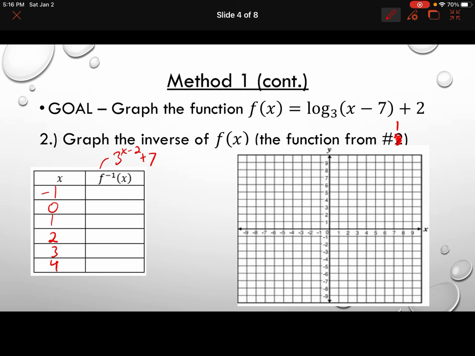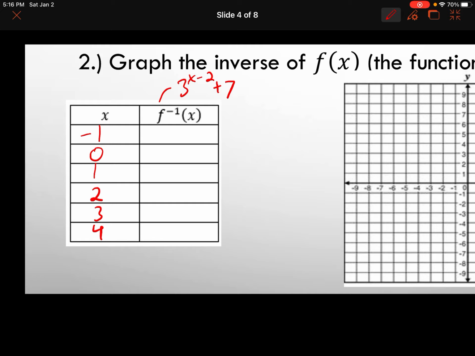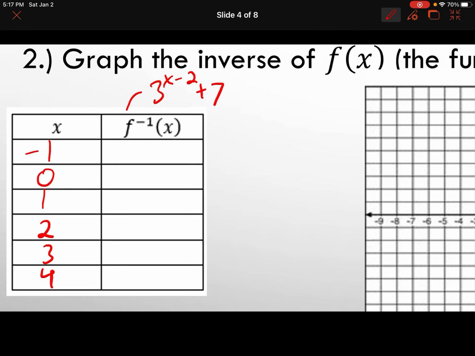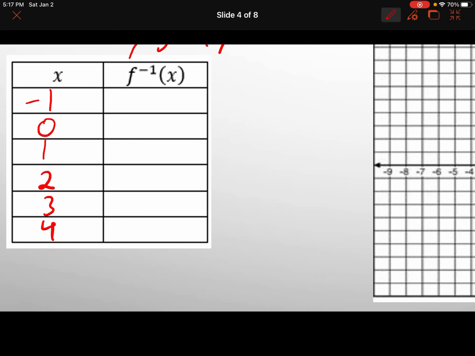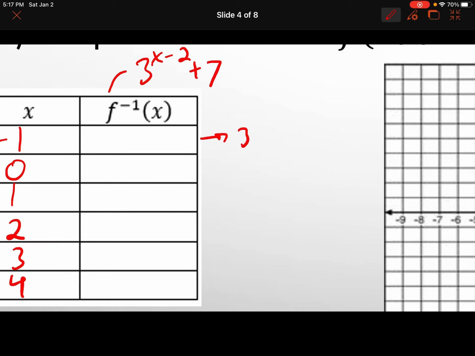Okay, so now I'm going to plug each of these x values into the equation. Just for demonstration purposes, I'll do the first one so that we're clear on how we get it. The first one would be 3 to the power of negative 1 minus 2, plus 7. You do the exponent first, so negative 1 minus 2 is negative 3. So this is the same thing as 3 to the negative 3 power plus 7.